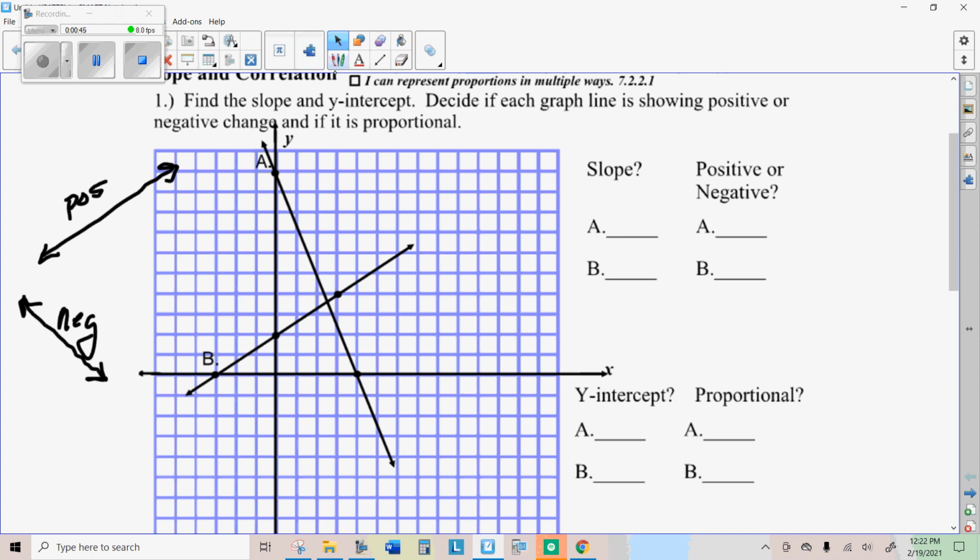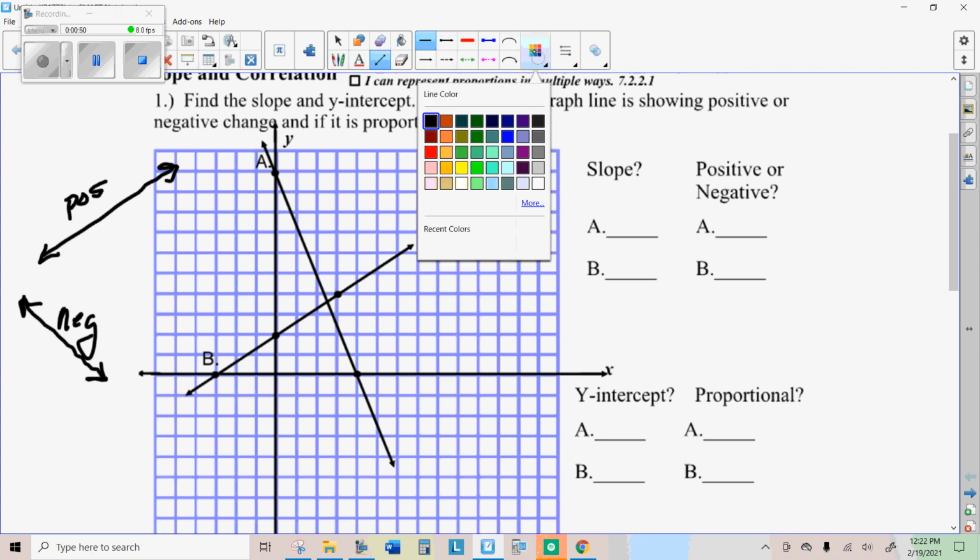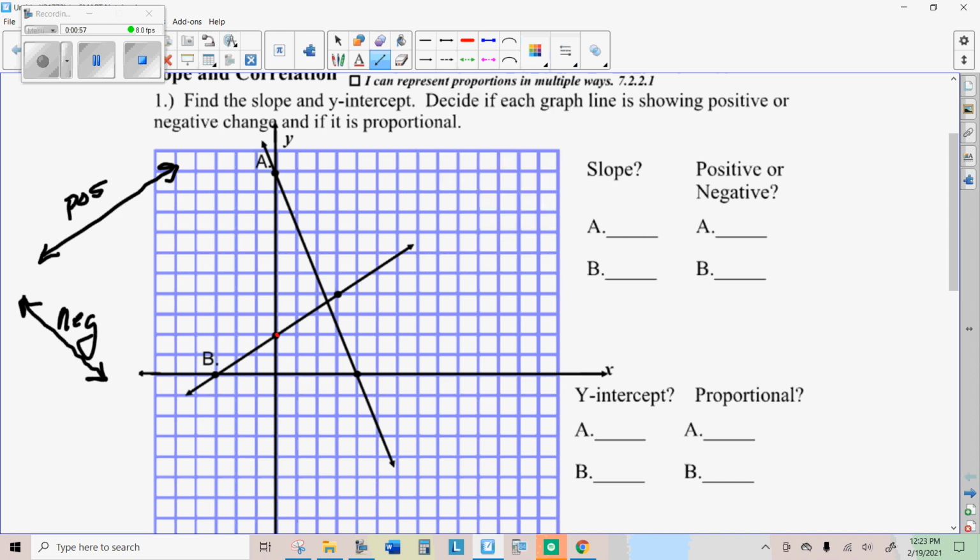And then to find the slope you want to find two things. You want to find the rise, which is a vertical line in between 2 points on the line. So the length of that line is the rise, and the length of that line would be the run. And then you write the ratio of rise over run for the slope. All right.